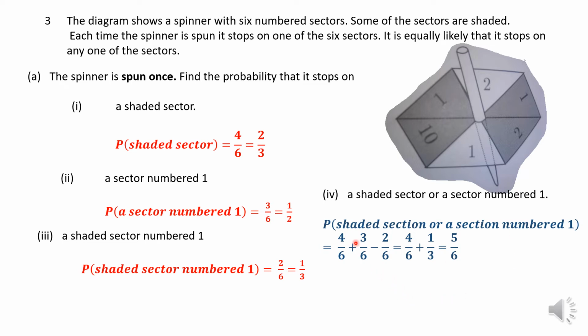Okay, so I took here the 4 out of 6 sectors that are shaded, and I added the 3 ones. All right, when you deal with OR, you always have to add, but we're not there yet. And then I took away the 2 out of the possible 6 so that I can get my final probability, which is 5 over 6.